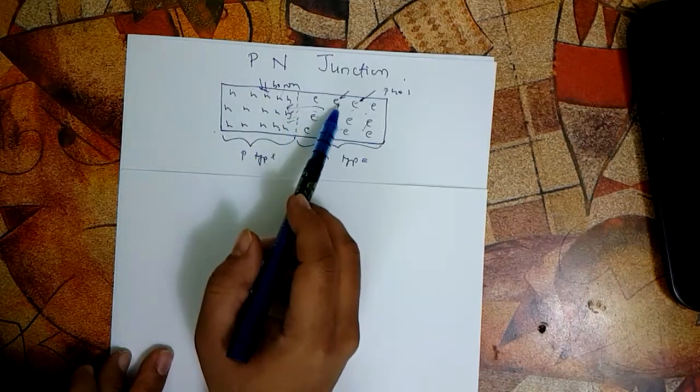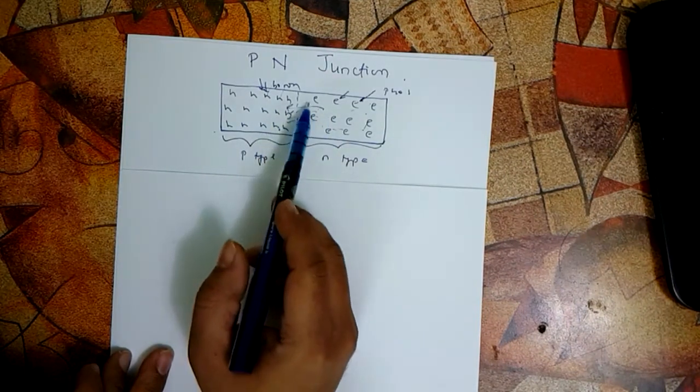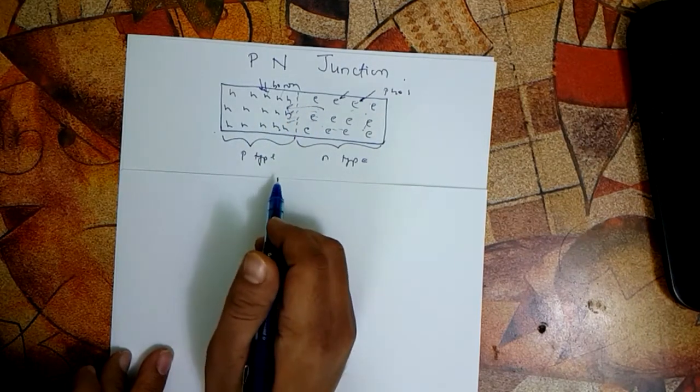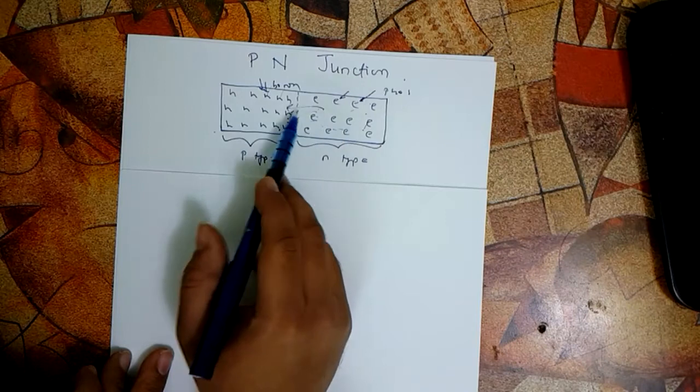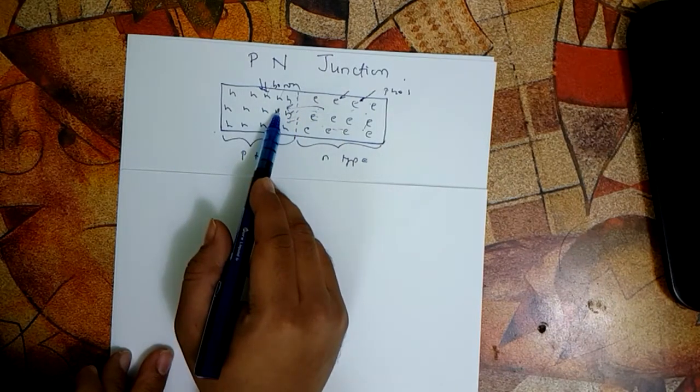Now as these free electrons diffuse from the n-type to the p-type, they will come into the region of a huge number of holes, and this huge number of electrons is diffusing into the huge number of holes. Obviously these electrons are going to combine with these holes.